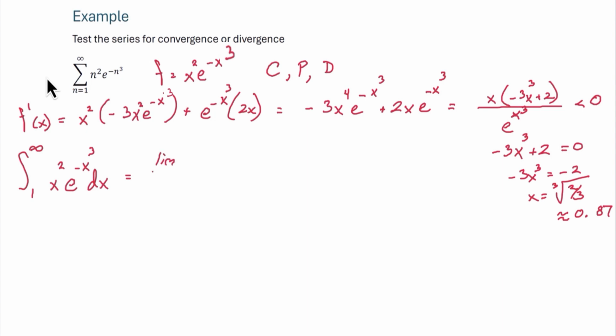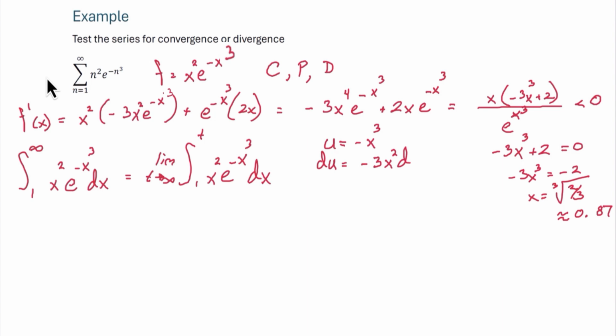Limit as t approaches infinity, integral from 1 to t, x squared e to the negative x cubed dx. We'll need a u substitution. Let's let u be the exponent, negative x cubed. Then the derivative of u is negative 3x squared dx, divide by negative 3, and we get x squared dx.